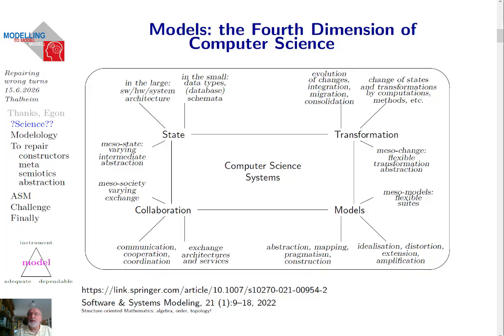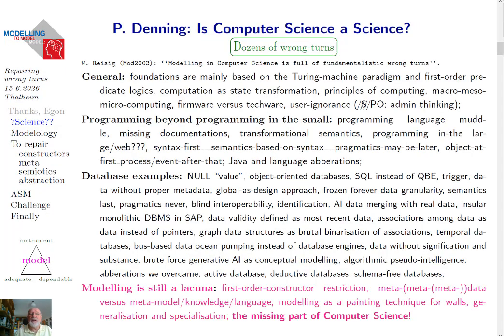However, models are a fourth dimension of computer science, and for this reason we should talk a little bit more about models and show what the benefit is if we use models. Let me go back to a question Peter Denning asked our community 28 years ago: is computer science a science? And he had a negative answer.